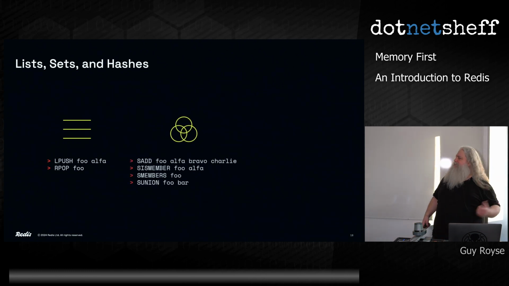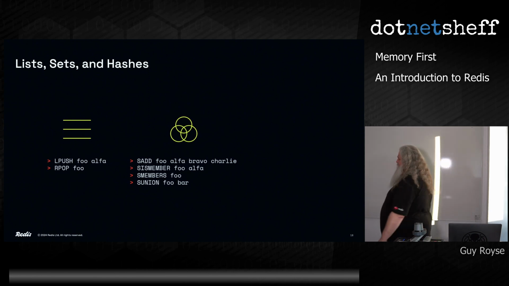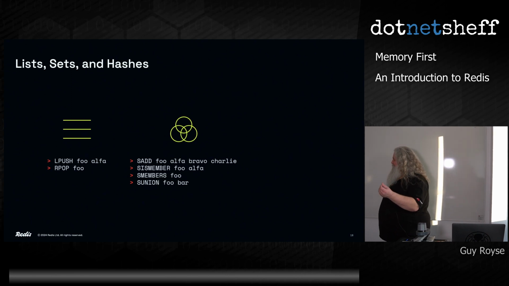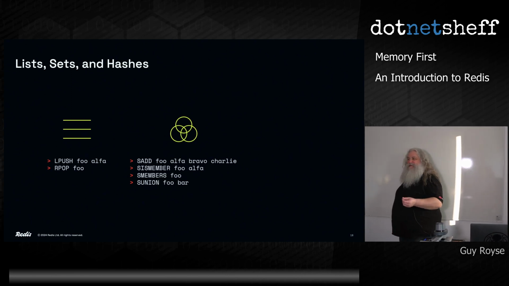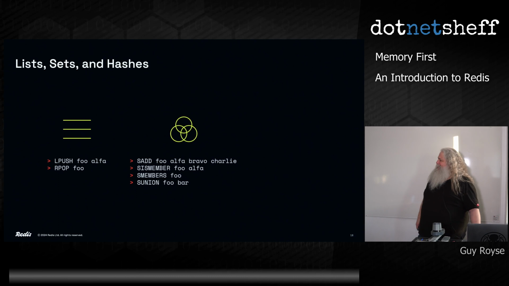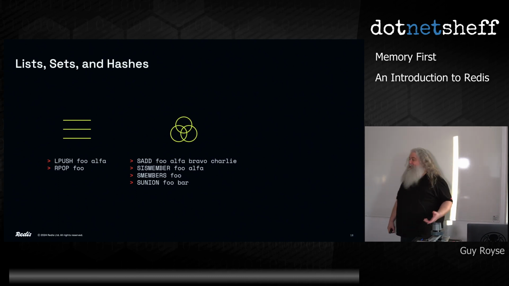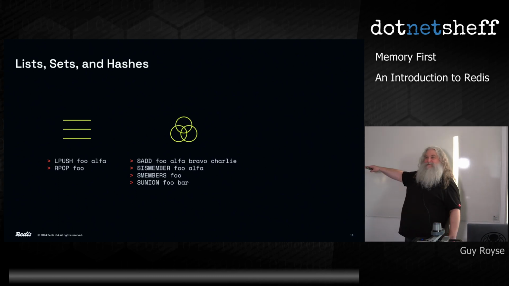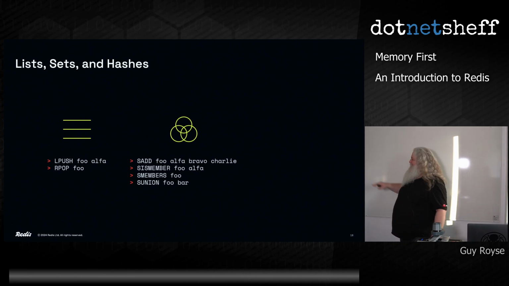There's set commands for sets. I mentioned earlier, we like pronouncing the commands at Redis because some of them are funny. And this is one of the funny ones. You got the sad command. It's the loneliest of all Redis commands. It's the set add command. And so here we're adding alpha, bravo, charlie to a set.